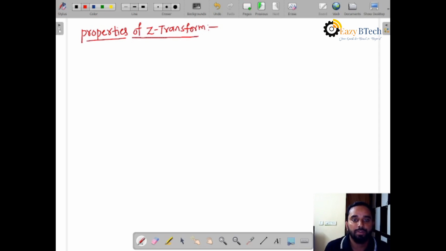So the first property, number one, is linearity. First we discuss the definition of the property, then we go for the proof.